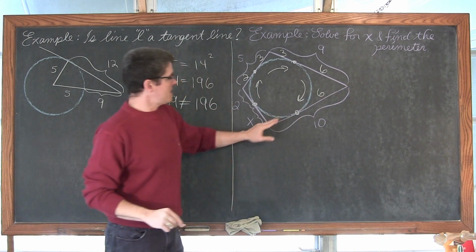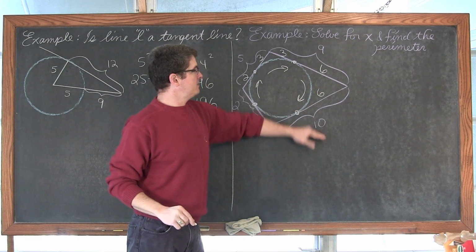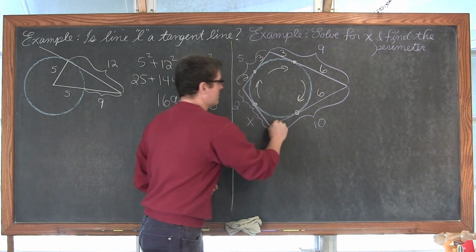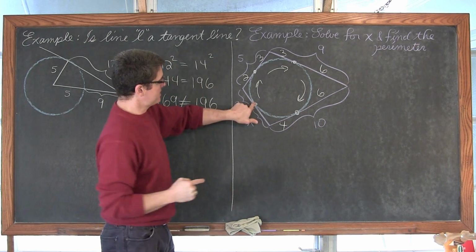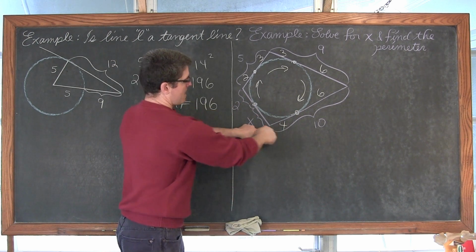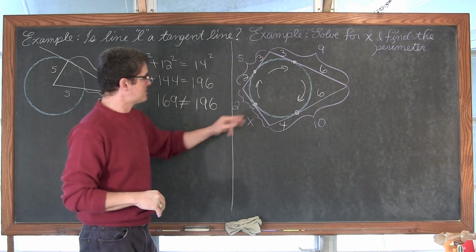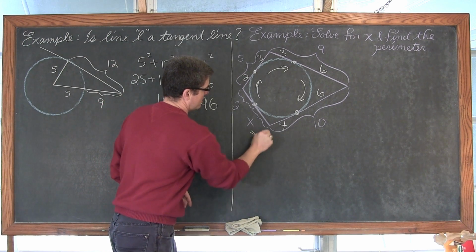But this side of the quadrilateral is equal to 10, not 9. So 6 plus what is equal to 10? Well, that's going to be equal to 4. And that means that tangent point, common external point, those segments, one more time, have to be equal. So x is equal to 4.